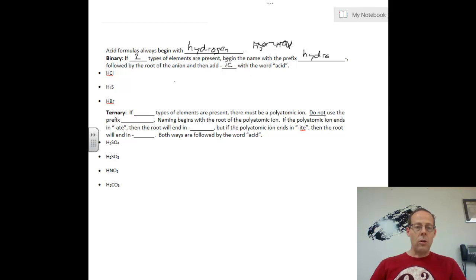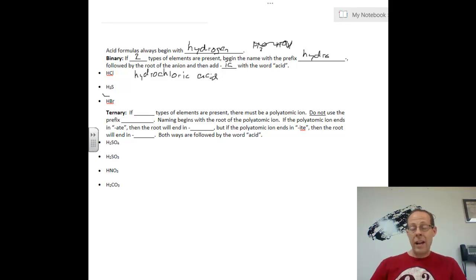So in this first one we have H with Cl. That's two elements, so I'm going to start with hydro. And then chlorine, its root is really just chlor. I'm going to change the ine to an ic, and then add the word acid, and we have hydrochloric acid. HCl.